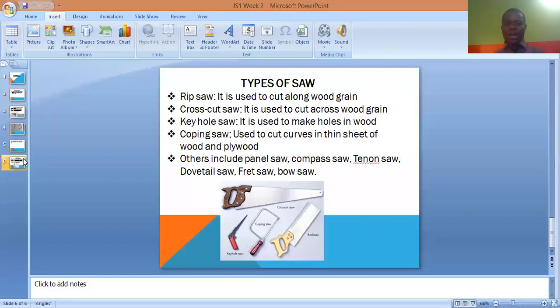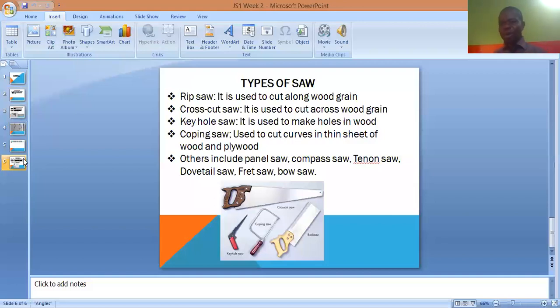Then the keyhole saw is the one you're seeing at the left hand side here. The keyhole saw looks like the lighter that you use to burn your gas cylinder. It also looks like a pointer or an arrow, whatever name you want to call it. It is used to make holes in wood. You use it to cut, cut and cut, then you create a hole in the wood. It is a cutting tool.